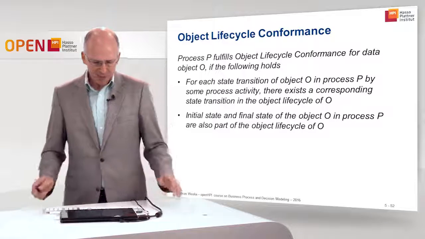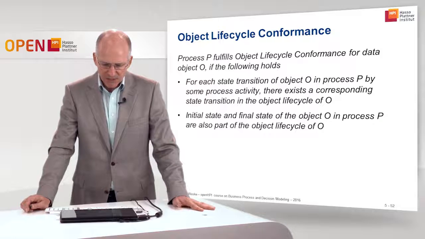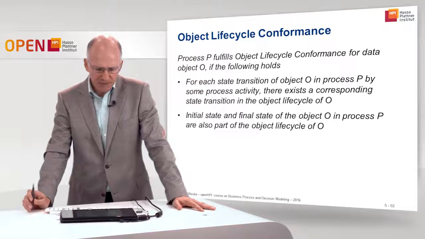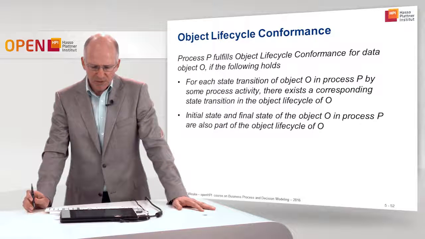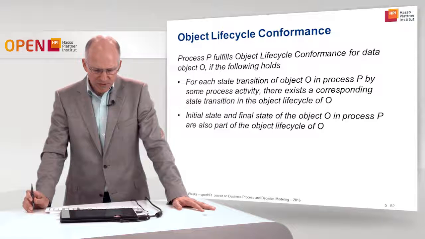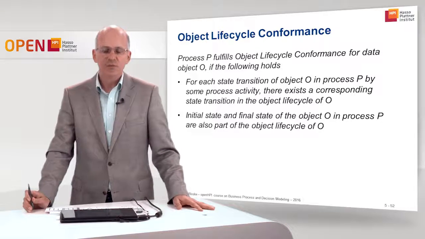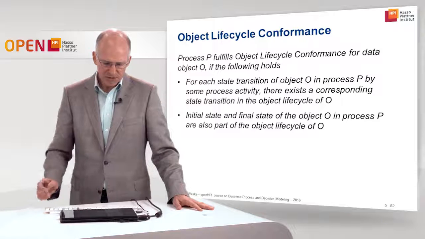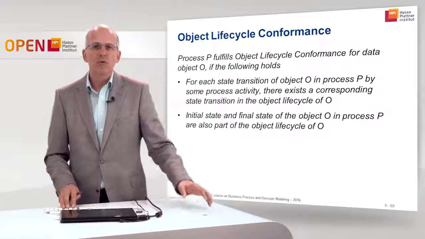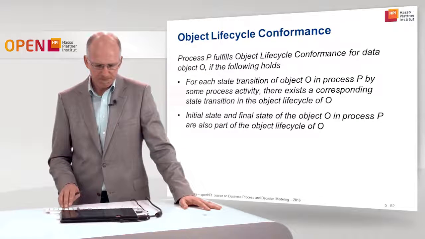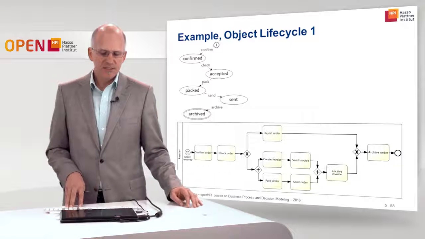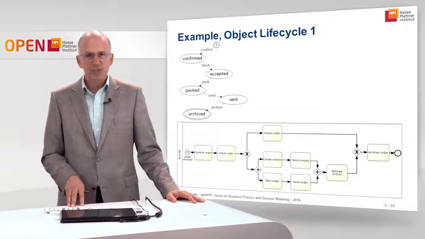In more detail, process P fulfills object lifecycle conformance for a data object O if the following holds. 1. For each state transition of object O in process P by some process activity, there exists a corresponding state transition in the object lifecycle of O. And also we need to take into account initial state and final state, both in the process and in the object lifecycle. All right, we now have 3 examples, using 3 different object lifecycles.